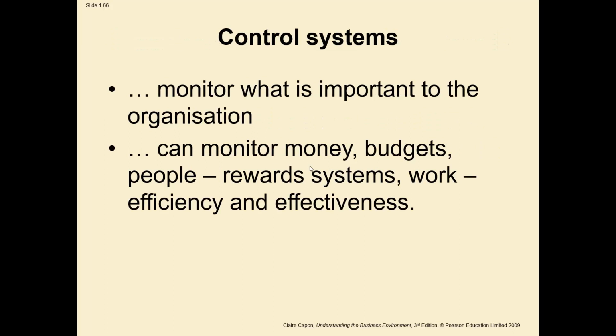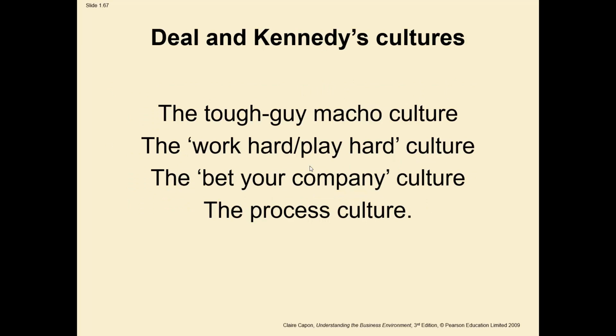Control systems then monitor what's important to your organisation. They can monitor money, budgets, people, reward systems, work efficiency and effectiveness. These are your metrics, your methods to measure what's going on. I also refer to them as your key performance indicators. This is the criteria generally used to assess what people have done, and they get rewarded by it: if you do a good job, you achieve your rewards.